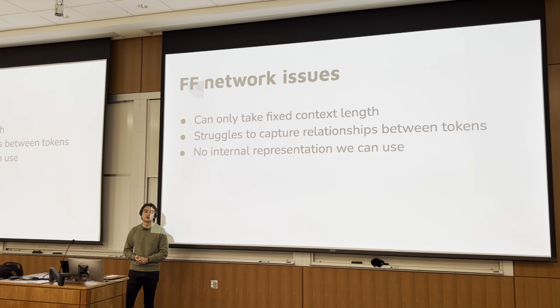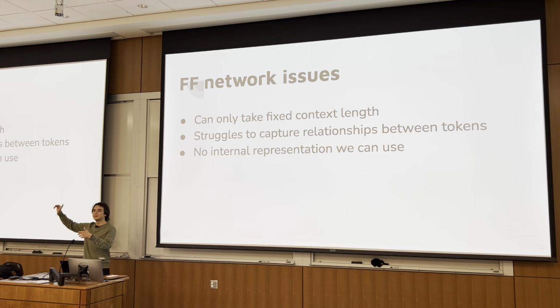Additionally, feed-forward neural networks struggle to capture some of the dependencies between the tokens. This is similar to how in images you use convolutional layers, because that allows the network to look at things that are close to it. While we won't use exactly convolutional layers with language, we're going to do something similar in the future. Additionally, feed-forward neural networks don't have an internal representation we can use for something later.